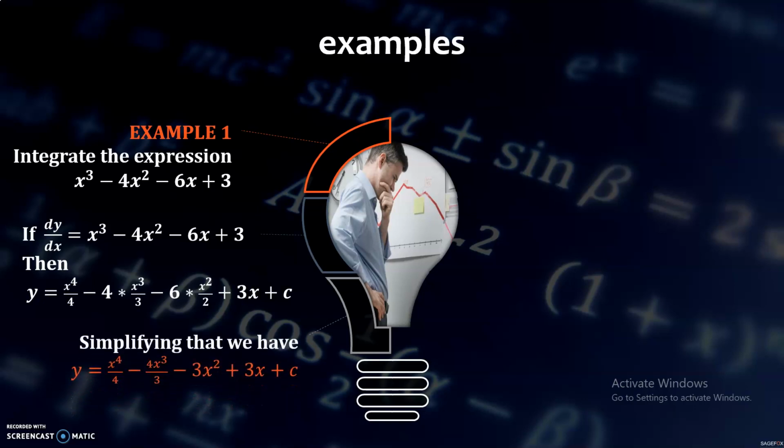So when we simplify that, we would have x to the power of 4 over 4 minus 4x cubed over 3 minus 3x squared plus 3x plus c. That is the answer.